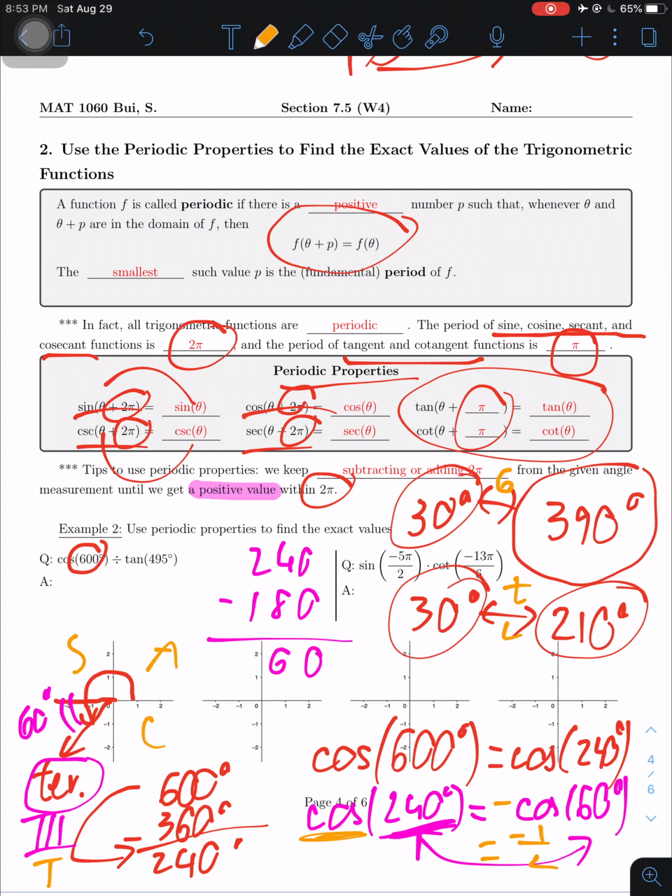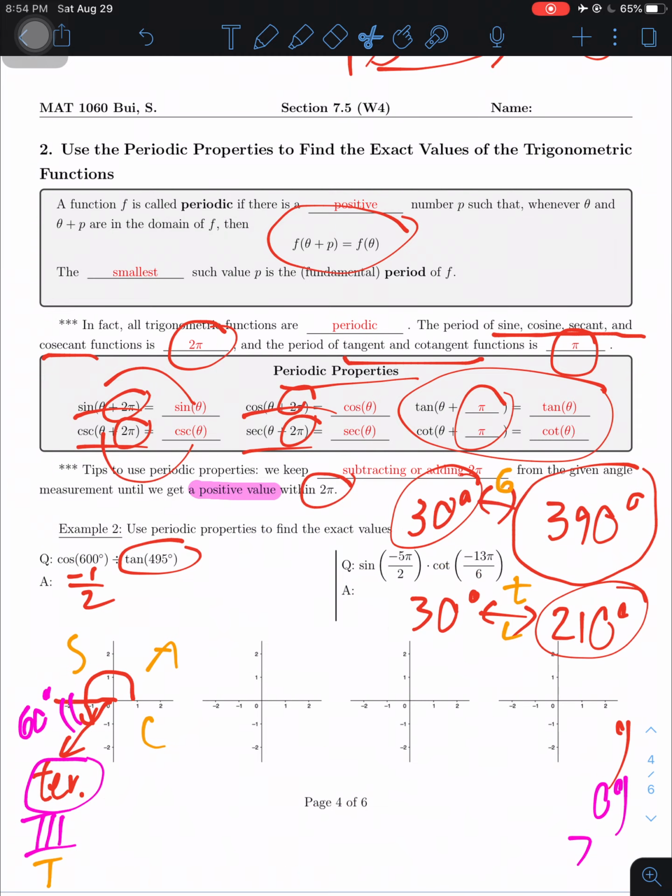Okay. So for the first part, we have cosine of 600, which equals negative 1/2. Okay, that's one of them. We still have tangent of 495. With the same logic, first of all, let's subtract 360. So let me cut out some parts in here first. Delete. Okay, this is really cool and fast.